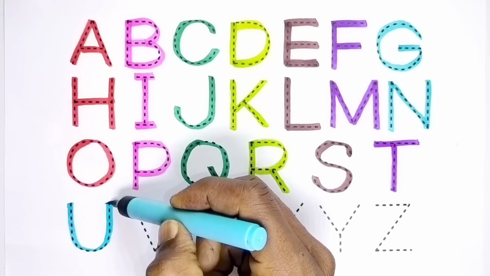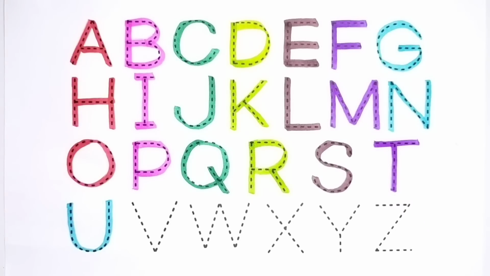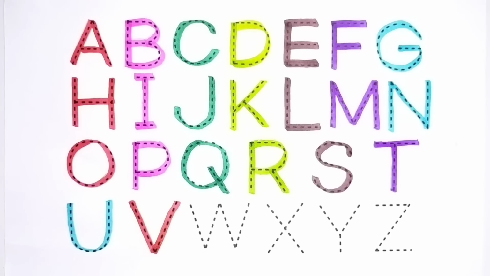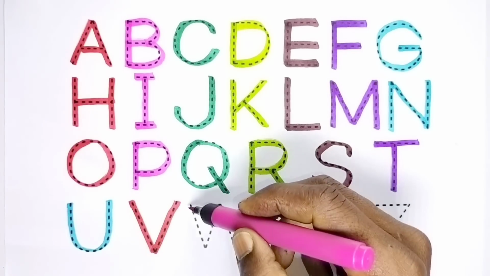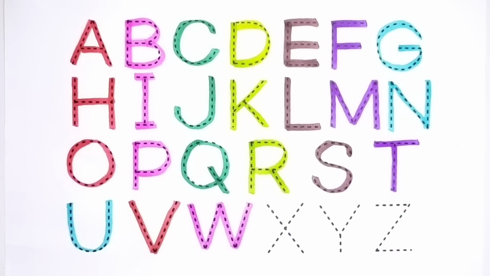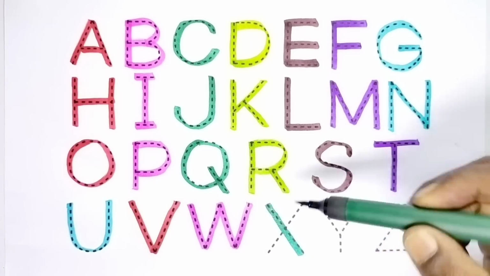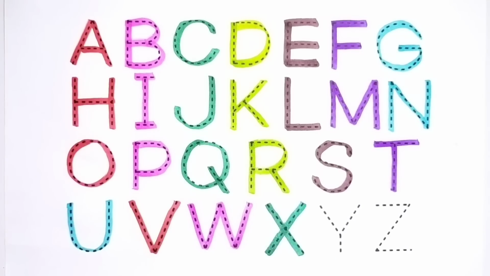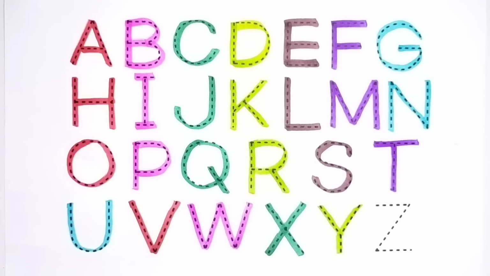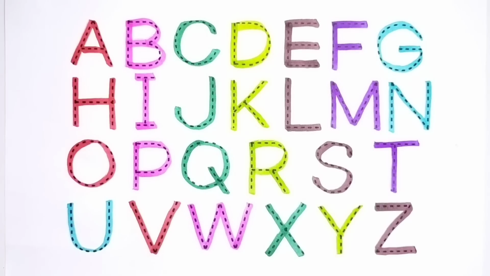U, U for umbrella. V, V for flag. W, W for watch. X, X for x-ray. Y, Y for yellow. Z, Z for zebra.